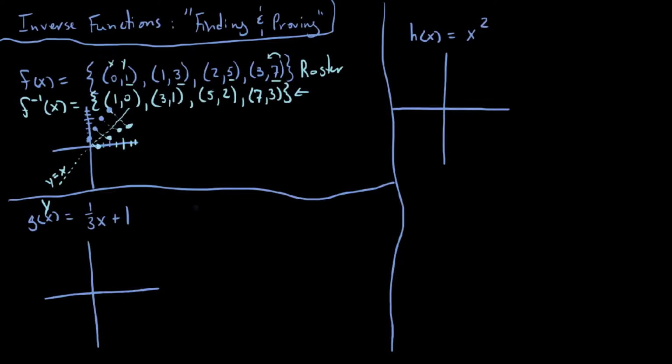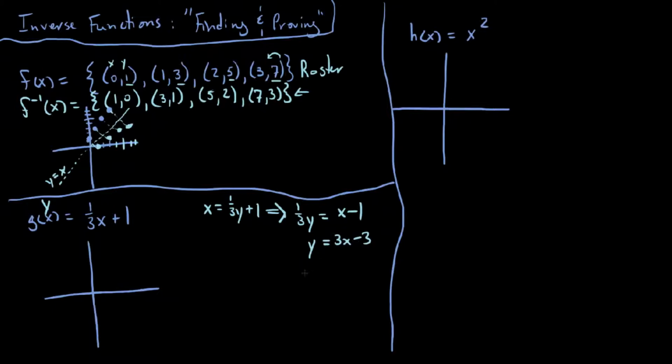So to find the inverse of this algebraically, what we'll do is take all the x's and y's and swap them. So instead of y equals 1/3 x plus 1, we'll have x equals 1/3 y plus 1, and then we need to solve for y. So now subtracting 1 from both sides, we get 1/3 y equals x minus 1, and then tripling everything here, we see that y equals 3x minus 3.